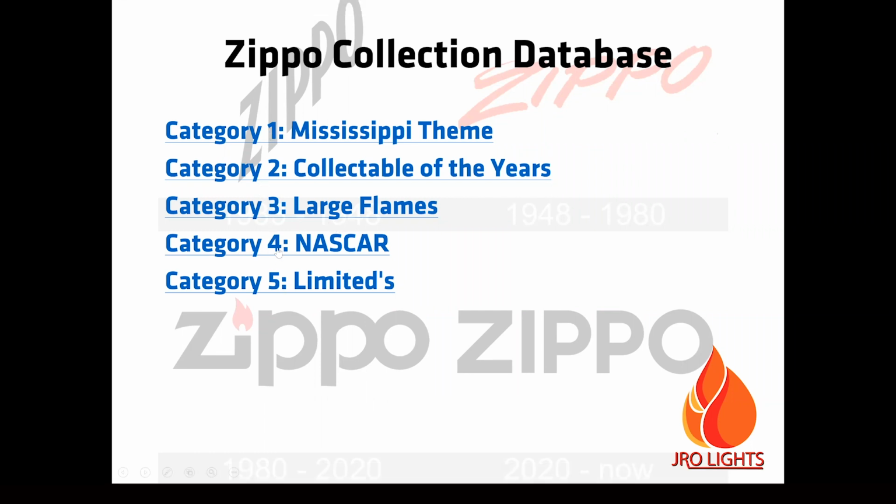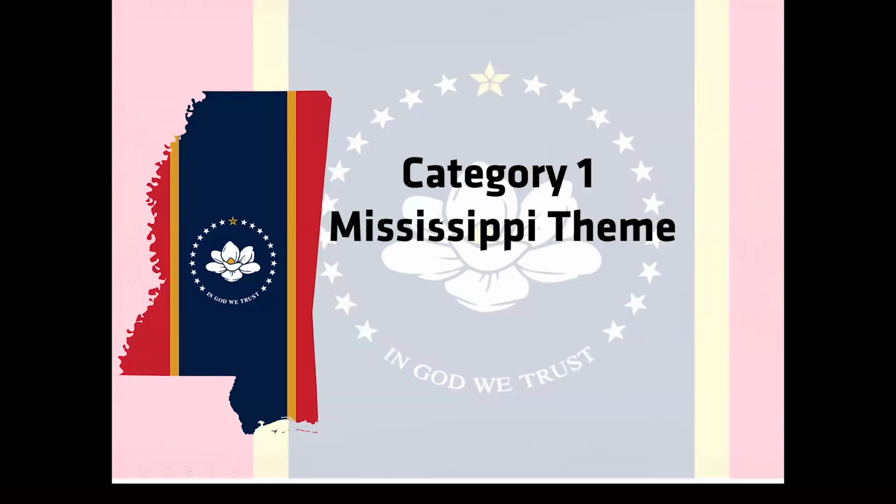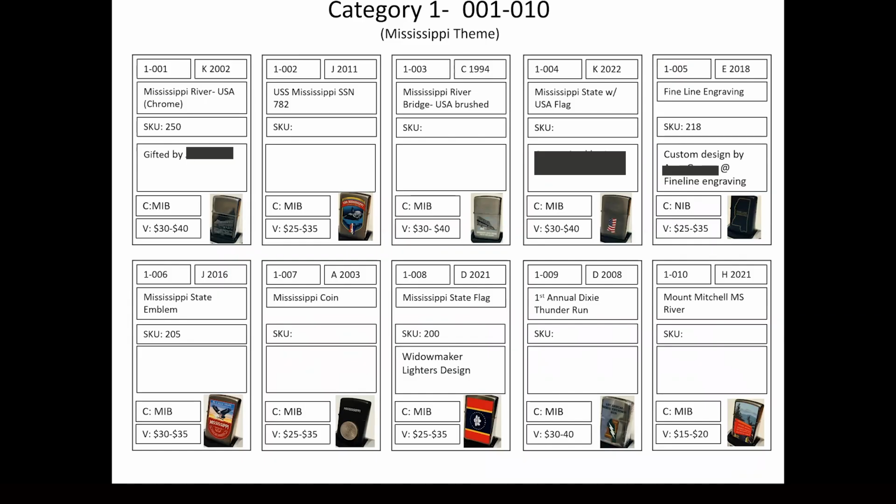And so we have our Zippo collection database, category 1, 2, 3, 4, and 5. So we'll just use Mississippi theme as an example. I have 10 lighters on each page. The cell for the lighter, we have our category. We have the Zippo number. We have the month, the year, the name of the lighter, any description. We have the SKU. Maybe someone gifted it to me. We have the condition. We have the value. And then a picture of the lighter.